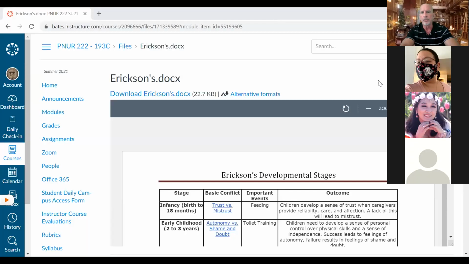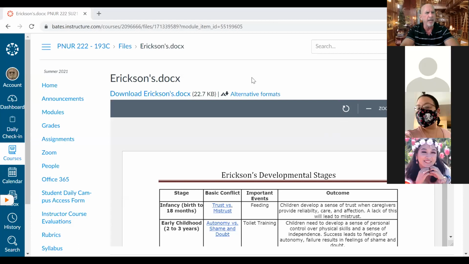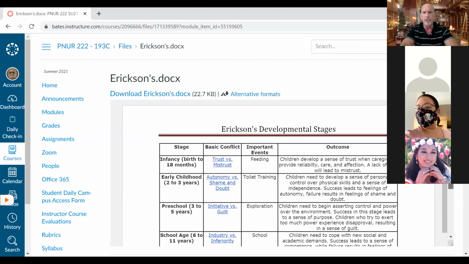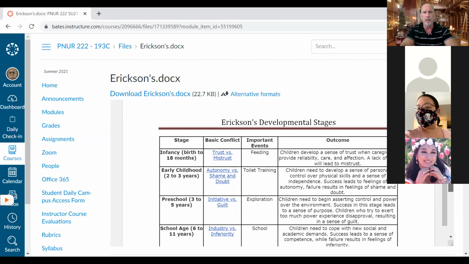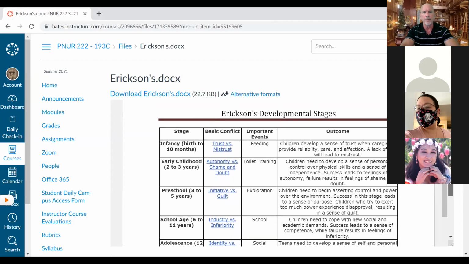Have you guys been exposed to that at all? Erickson's developmental stages. Does anybody know anything about those? They talk about it. It might have hit on it in psychology. You're going to get a lot of mental health during MedSurg 3, so I wasn't sure when. But anyway, here is the chart that is in your Canvas. Basically, Erickson found that people in different age brackets have different developmental issues.